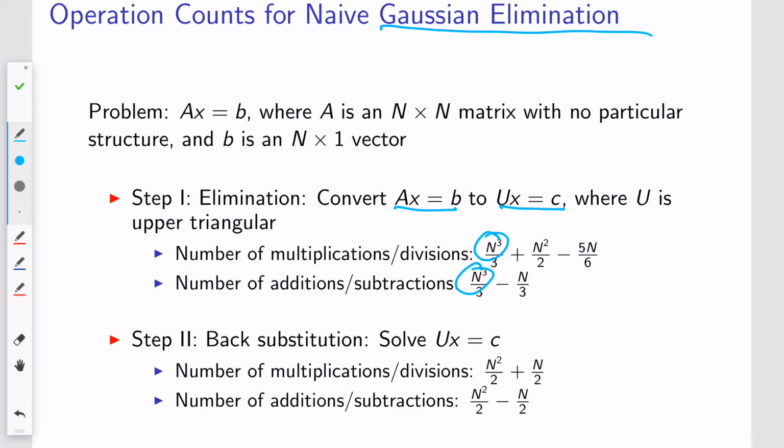And then once it's in that form, you still have to be able to solve for x. And that step is called back substitution, and it turns out that that has order n squared multiplications and divisions, and order n squared additions and subtractions.